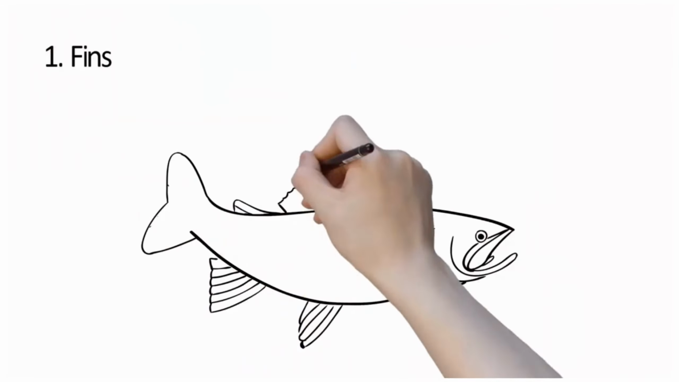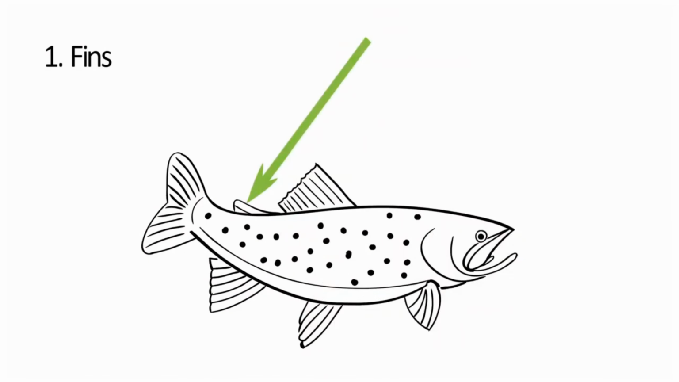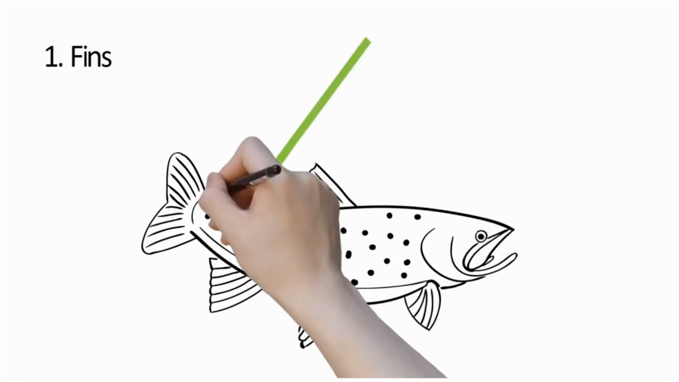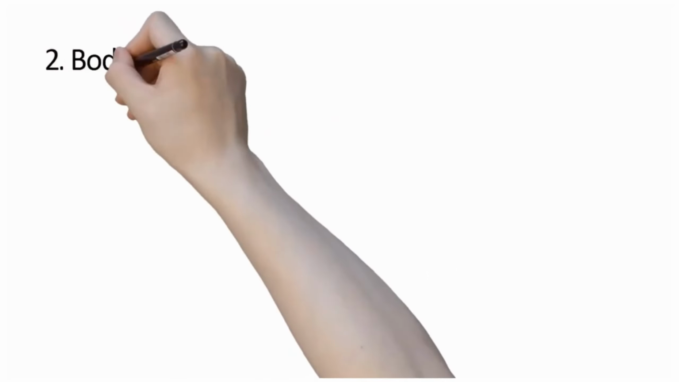First, fins. Look at the location, shape, coloration, and markings of the fins. Only trout and char species have an adipose fin, an extra fin on the back between the dorsal fin and the tail. Next, body spots.